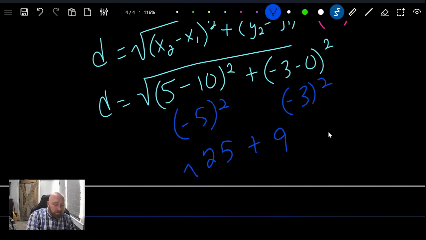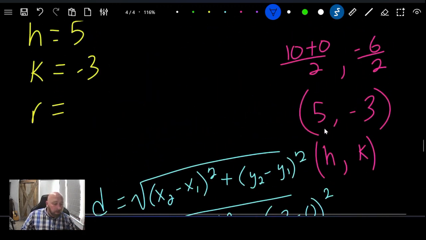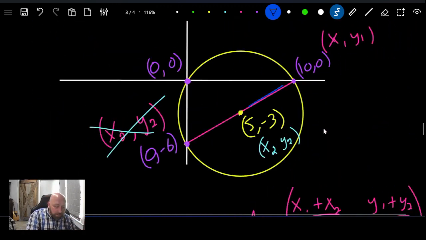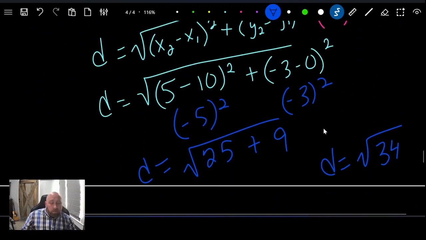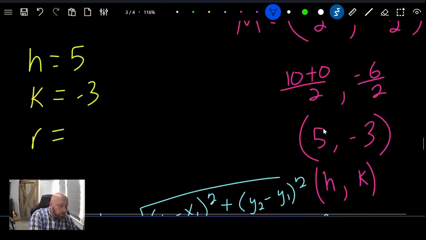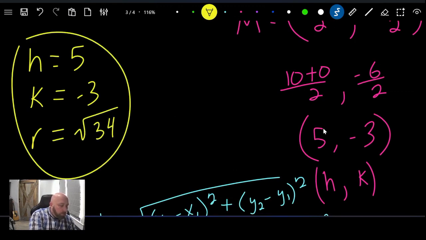So 25 plus 9, this is still the square root of, this is still d equals, and so we're going to get d equals the square root of 34, okay? And that would be our answer. That is our distance. What is our distance in this case? Our distance is our radius. So this distance right here becomes square root of 34. So the distance here is the radius, square root of 34. Okay, those are the things that we needed.